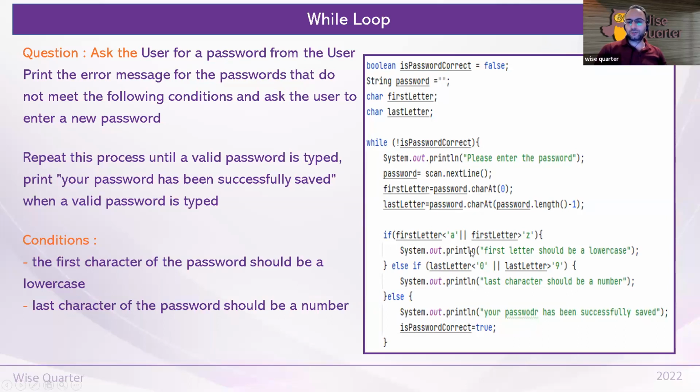If the first one is true, the else conditions will not be checked. If all of them are false, the else code will be executed and it will print your password has been successfully saved, and this password will be true. And this is a different approach. I prefer mine. I think it's better.